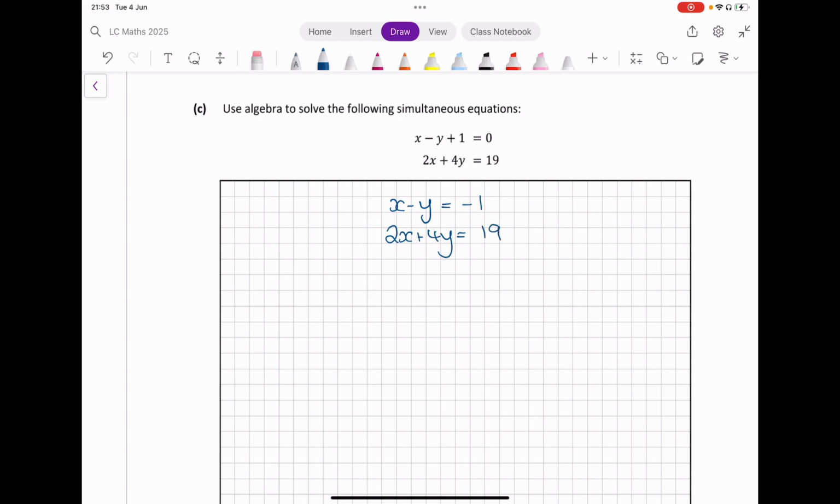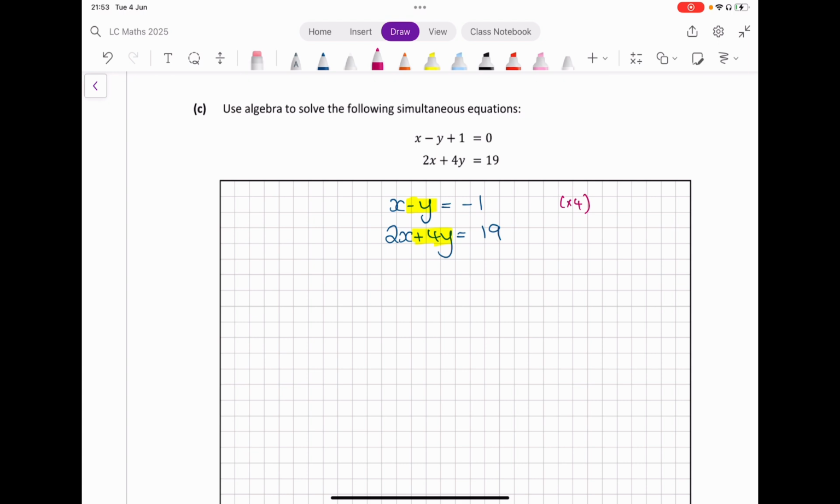Now my job here is I want to either get the y's or the x's to cancel out. So I can get rid of the x's or I can get rid of the y's. I'm straight away looking at the y's, and I'm noticing that I have a minus y on the top and a plus 4y on the bottom, which means if I multiply the top line just by 4, then I would turn that minus y into a minus 4y and it would cancel off.